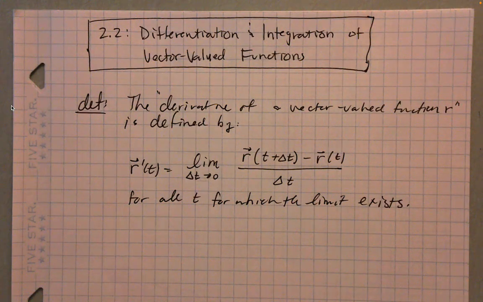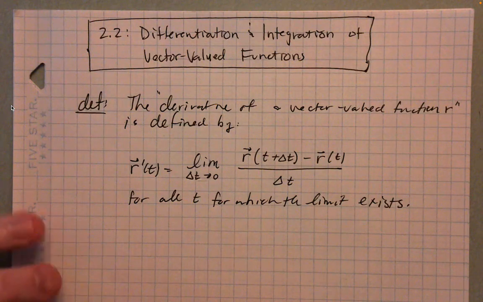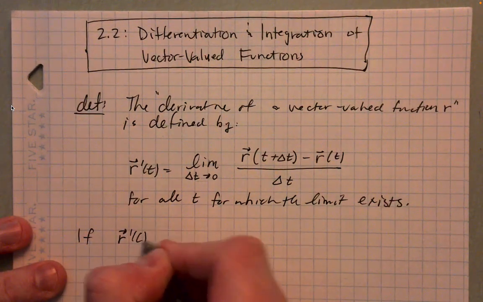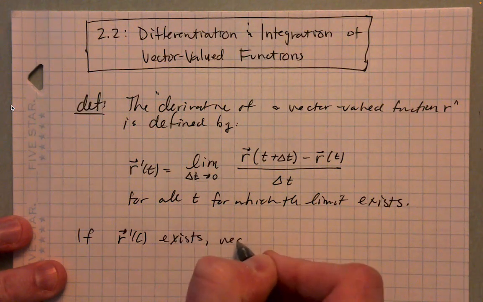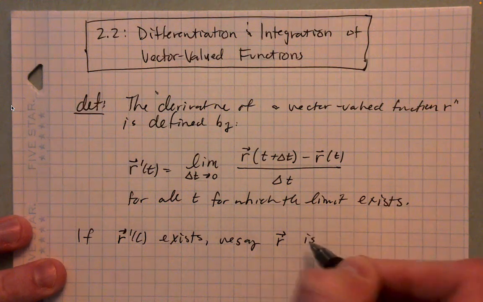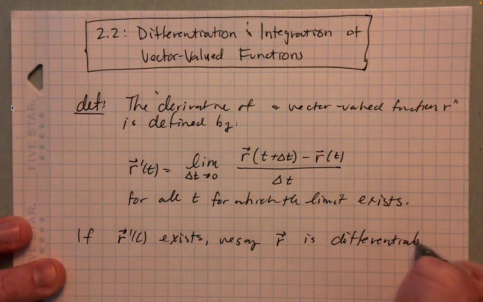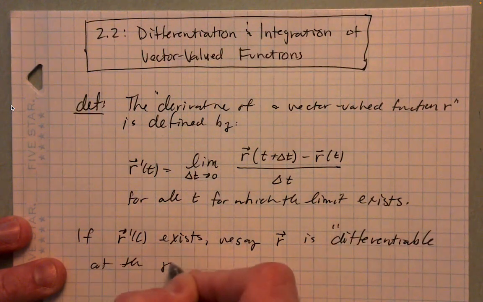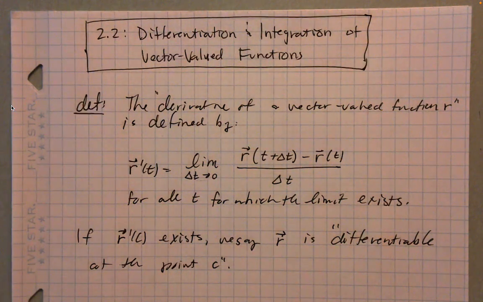Now, just like with real valued functions, we use the term differentiable at a point and differentiable on an interval. And what does it mean? Well, it just means that the derivative exists. If the derivative exists at a point C, we say it's differentiable at that point. All right, so let me write that. If R prime of C exists, we say R is differentiable at the point C. And then of course we can say that R is differentiable on a particular interval if all of the points in the interval are differentiable. Okay, so if R is differentiable at all points in an interval, we say it's differentiable on the interval.